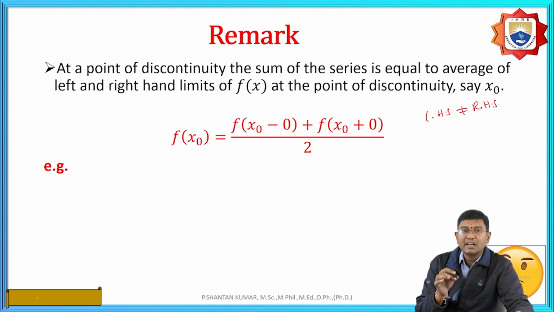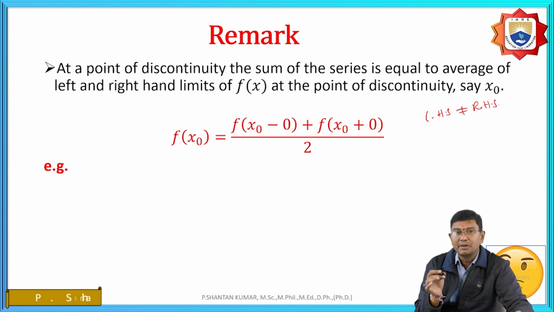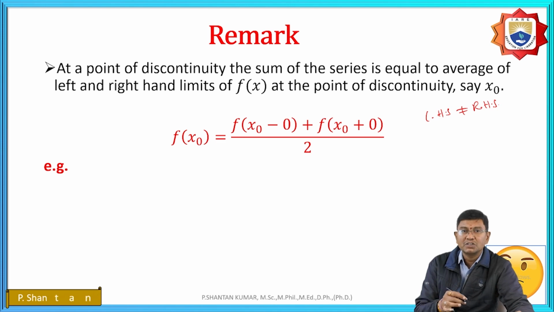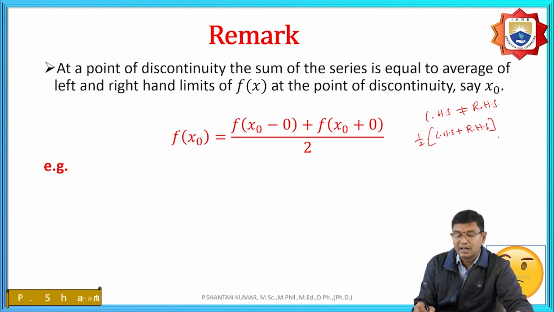And then, how do we reduce it to a continuous function? We take the LHS limit and the RHS limit at that particular point and make it the average. That means 1 by 2 into the LHS limit plus the RHS limit at that particular point, that is, x equal to that point.